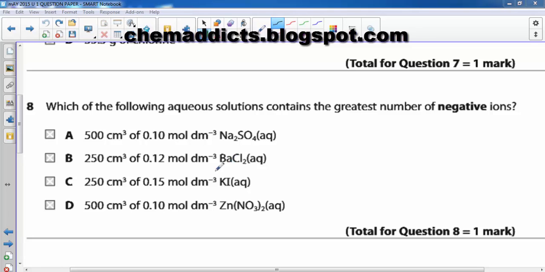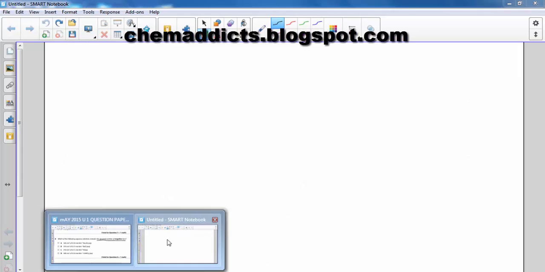Okay, let's see. At first we need to figure out the keyword of this question. The keyword of this question is this: the greatest number of negative ions. Okay. At first, let me recall the equation of mole.